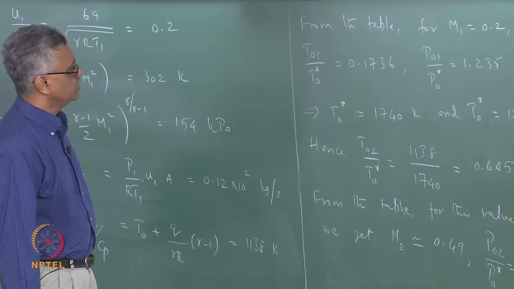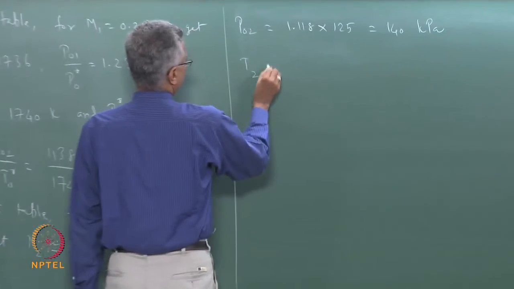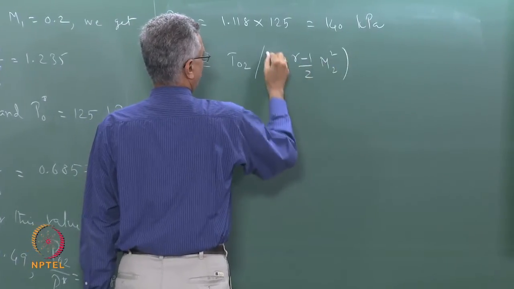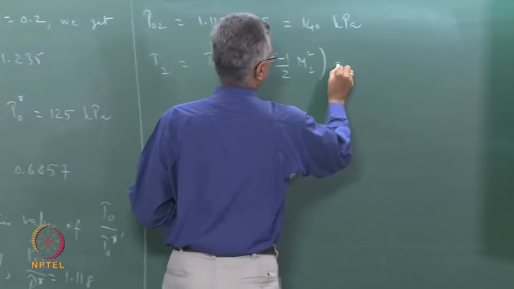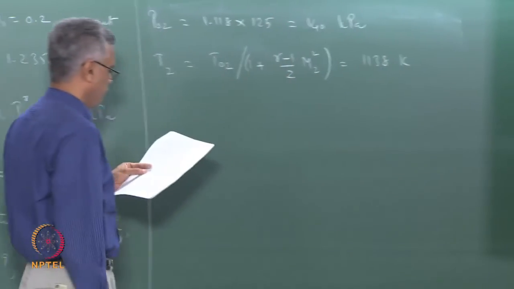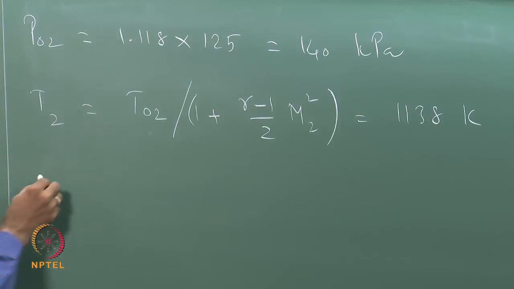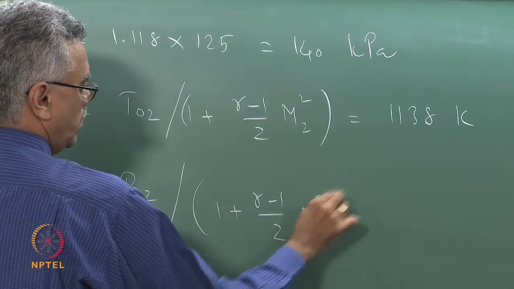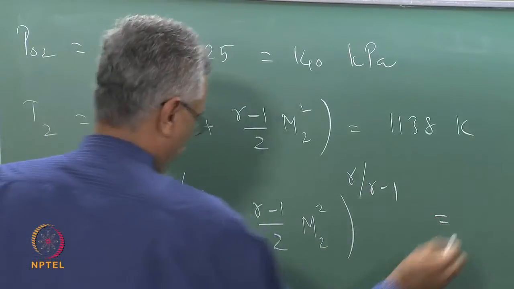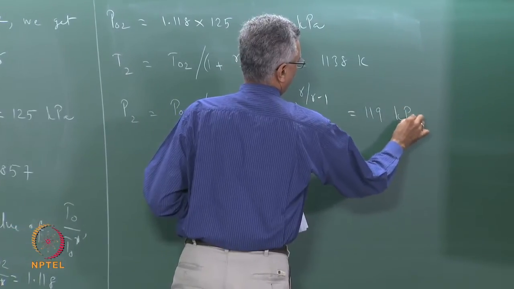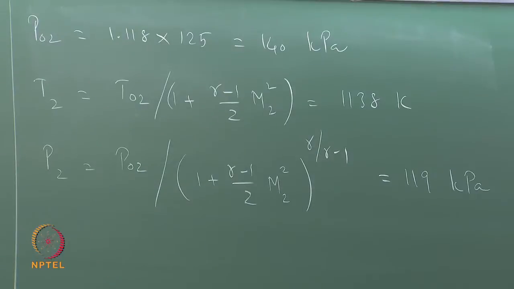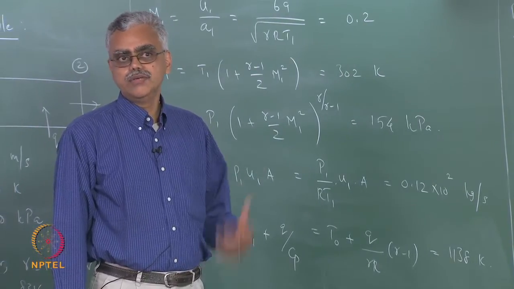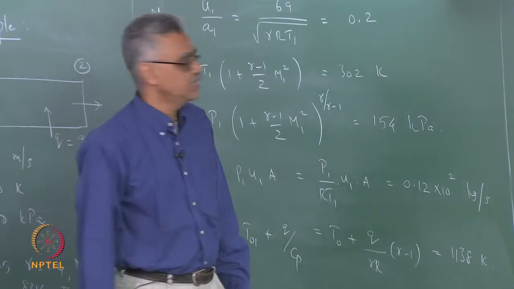So we are asked to calculate T2, the static state also. T2 I can calculate this way: T2 is equal to T02 divided by 1 plus gamma minus 1 over 2 times M2 square, and if I substitute the numbers, I get T2 to be 1138 Kelvin. And P2 we calculate in a similar manner: P2 is equal to P02 divided by 1 plus gamma minus 1 over 2 times M2 square, raised to the power gamma over gamma minus 1. So this comes out to be 119 kilopascal. Remember, this is a subsonic flow, the Mach number is subsonic at the inlet. So we expect the static pressure to decrease as a result of heat addition, and that is what we are seeing here also.